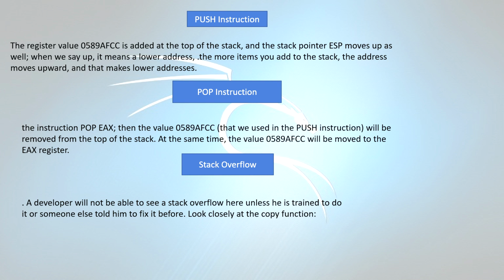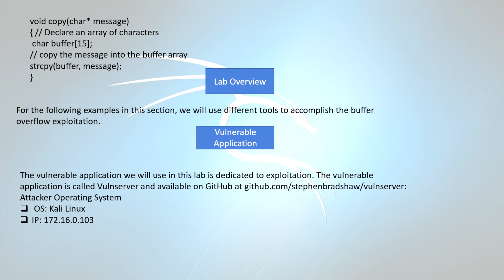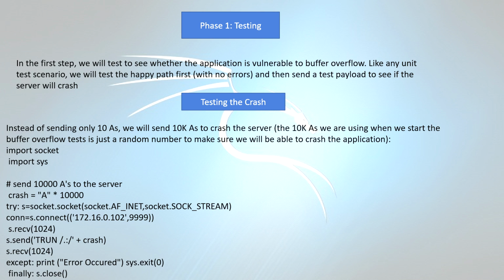Stack overflow: the developer will not be able to see the overflow unless we enter into it something bigger than what they fixed before. Next, void function declares an array of characters, buffer, of 15 characters. Lab overflow: following the example, the section covers different tools for buffer overflow exploitation. First, testing: we send the payload to see if the server crashes.